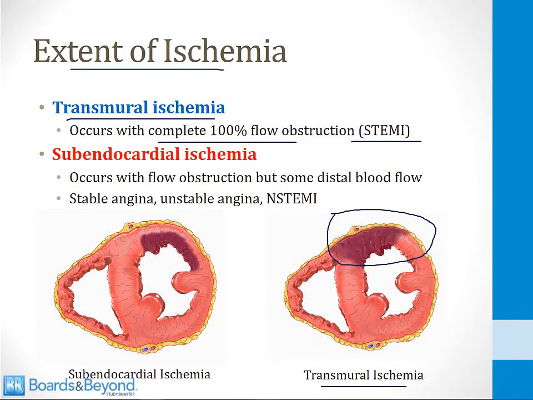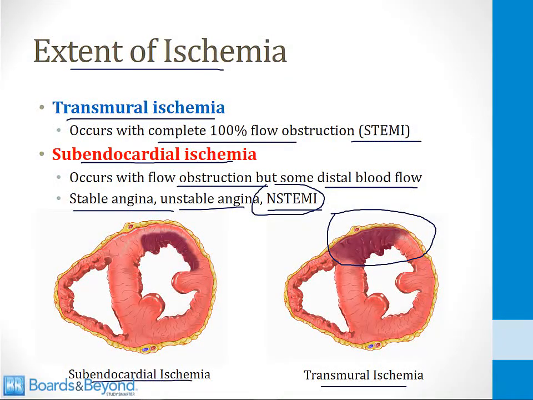The other pathologic pattern that's seen is called subendocardial ischemia. This occurs when there's flow obstruction but some distal blood flow. You can see this among patients with stable angina, unstable angina, or NSTEMI. So for example, if a patient dies of an NSTEMI, remember in NSTEMI there's some distal blood flow. If you examine that patient's heart in the path lab, you will see what's on the bottom left side of the screen. This is subendocardial ischemia. Note that the area of infarction in NSTEMI is not the entire wall. It's not transmural. It's limited to the subendocardium.